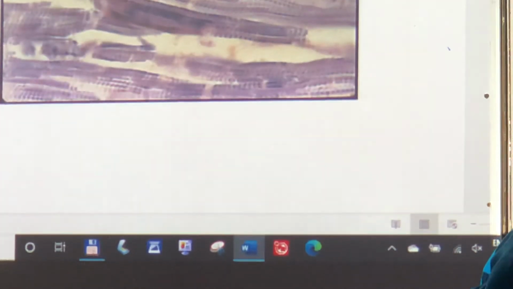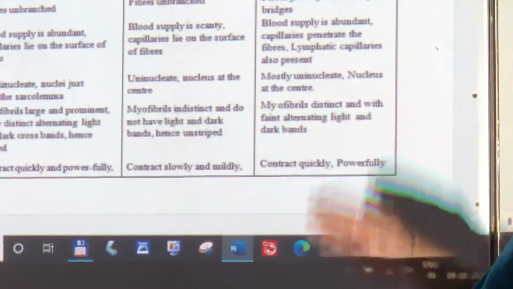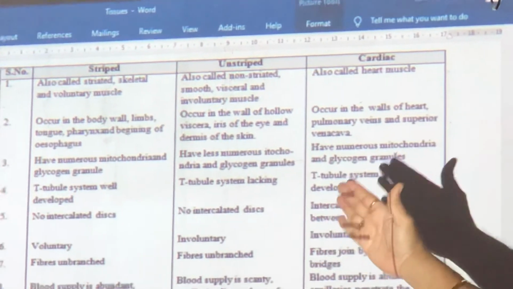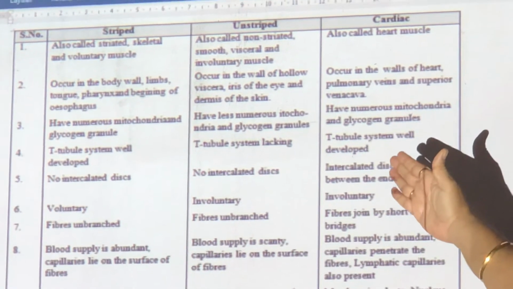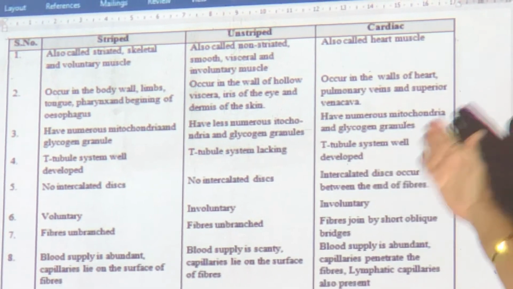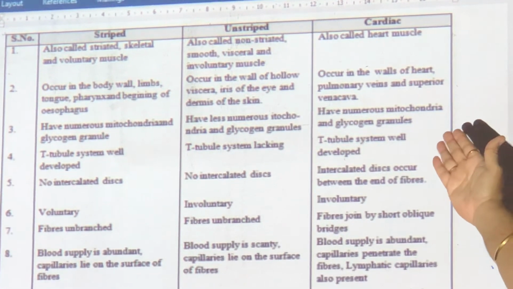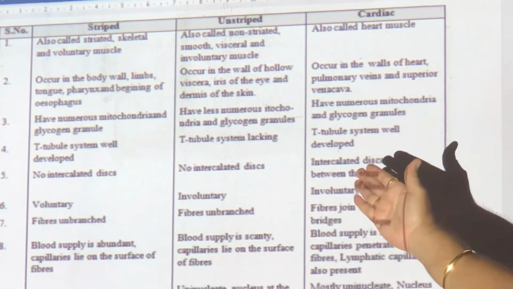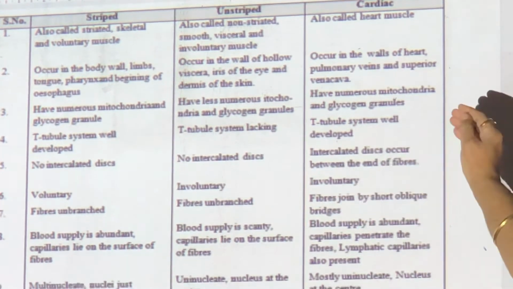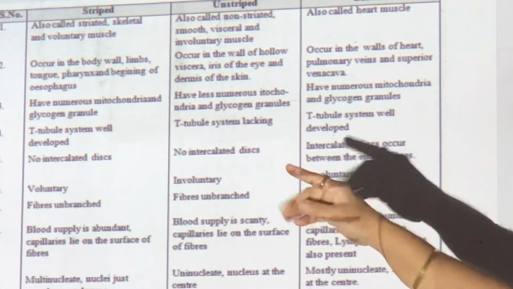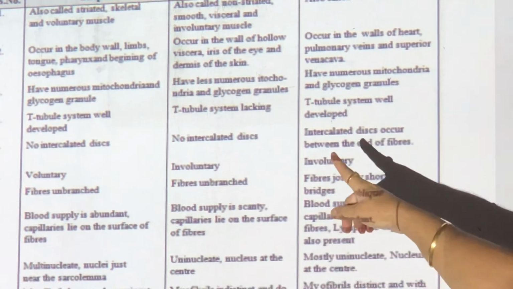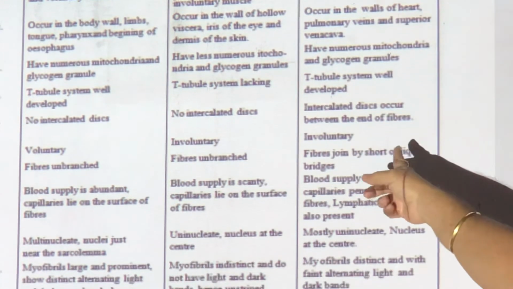But the difference can be easily seen. What is the difference between the three? Voluntary, involuntary, cardiac. Body wall, limbs, etc. Hollow viscera, iris and skin. Heart only and vena cava. Here mitochondria, glycogen is solid. Here very few. Here solid. Here T system distribution channels. Trabeculae. Here no trabeculae. Here trabeculae is there.